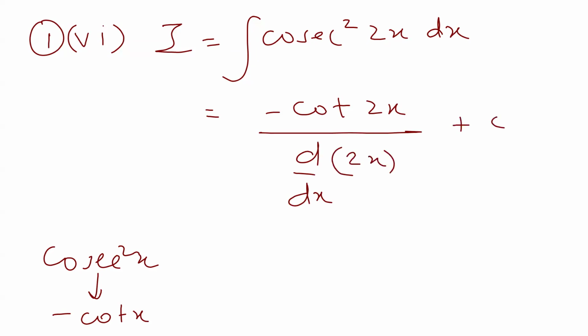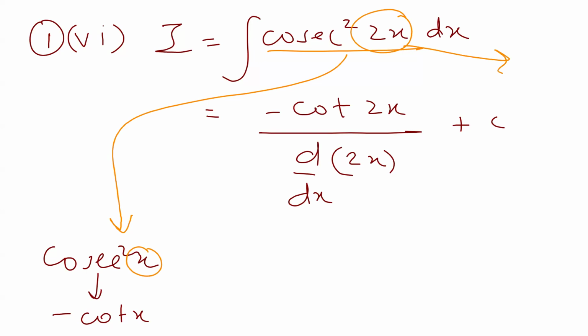Because when I say cosec square 2x and compare it with cosec square x, who is x? x is 2x, and 2x is linear. Cross check this. And the answer of this derivative is 2. So minus cot 2x upon 2 plus c.